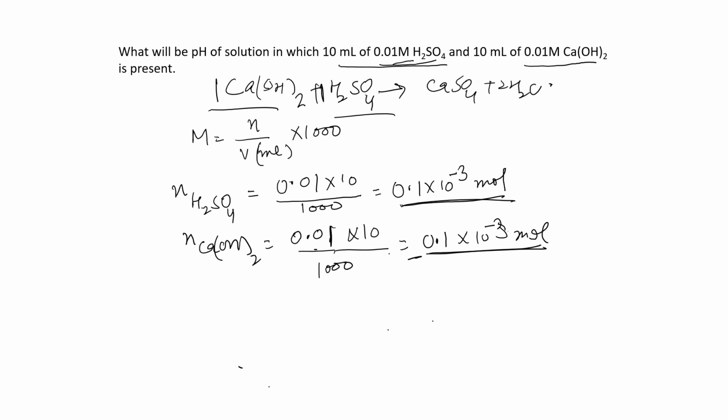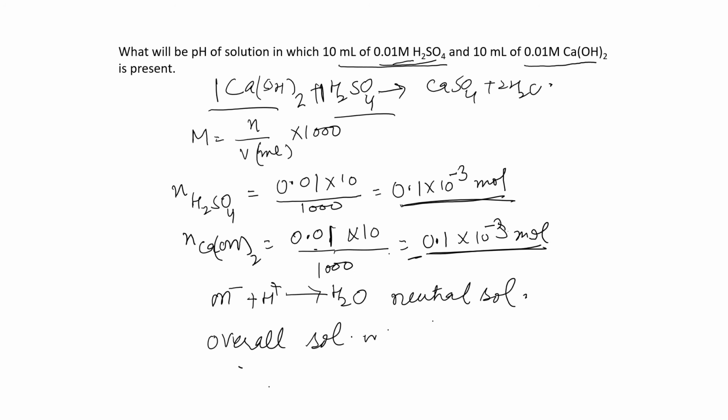So the hydroxyl ions and the hydrogen ions will combine together to form water, that is the neutral solution. So overall the solution will be neutral, and the pH value of a neutral solution is 7.